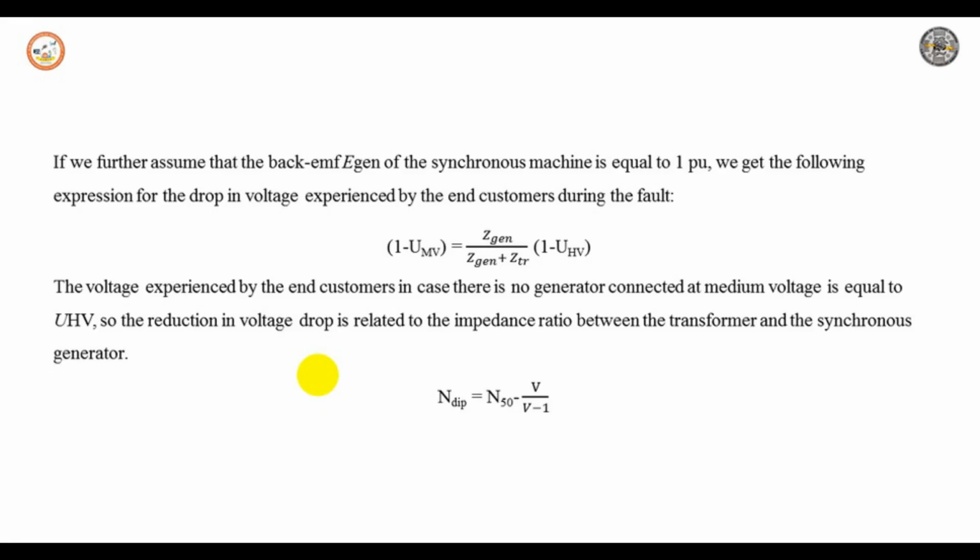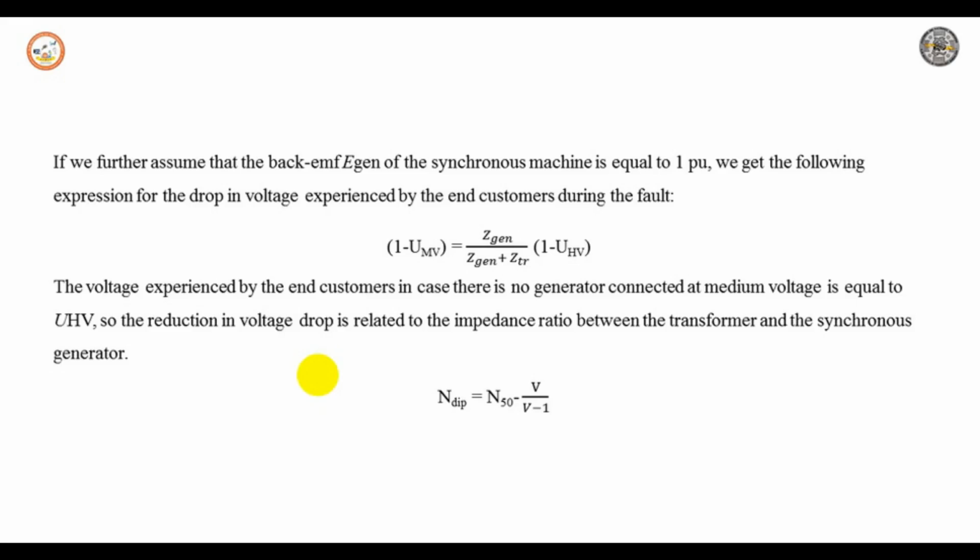The voltage experienced by the end customer, in the case where no generator is connected at medium voltage, is equal to UHV. Also, the reduction in the voltage drop is related to the impedance ratio between the transformer and the synchronous generator. So here N dip is equal to N50 minus V to the power of V minus 1, where N50 depends upon the system configuration at a fault frequency. This expression has been derived from a theoretical model and has been confirmed by both simulations and measurements.